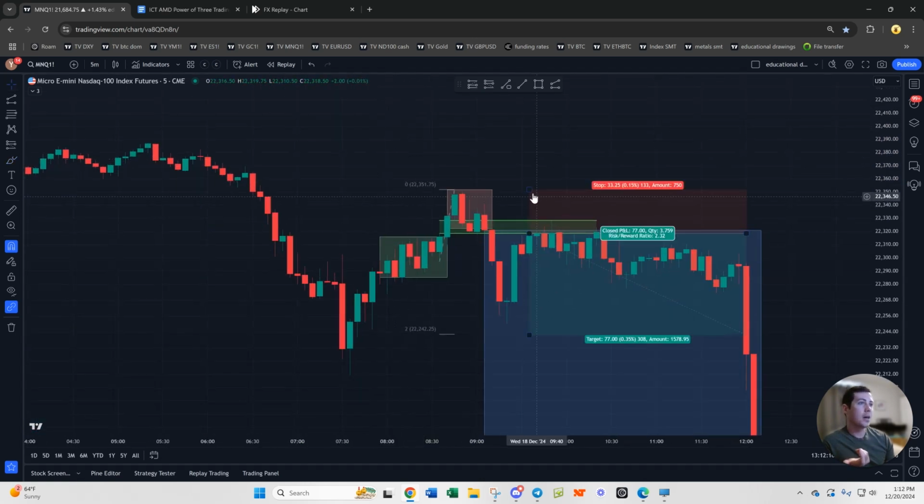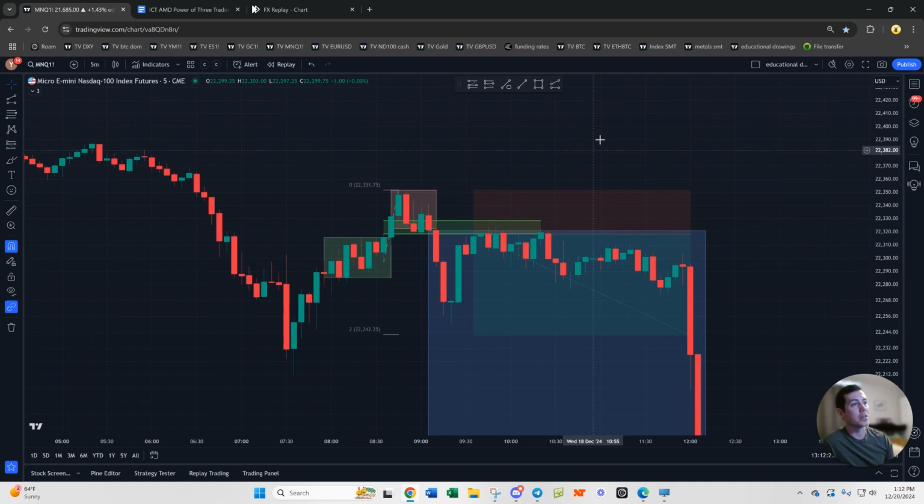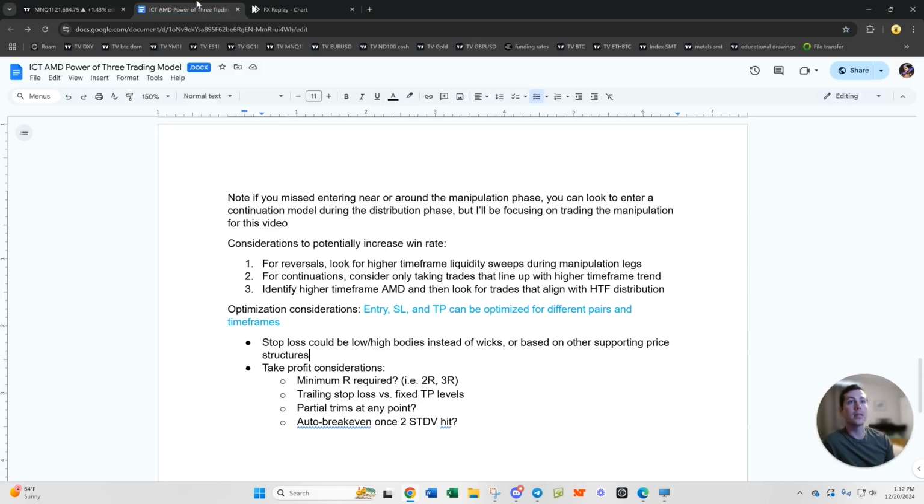So in this case, obviously you could use the wicks, you could use the stop loss, or maybe you want to use a more recent local higher low. You can play around with a lot of different things with your stop loss to increase your risk to reward. But like I said, there's a lot of stuff you can do with optimizations after you initially run the backtest, and I've got another video on that.